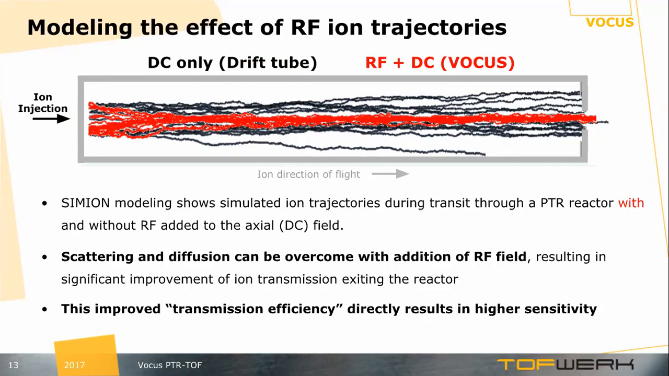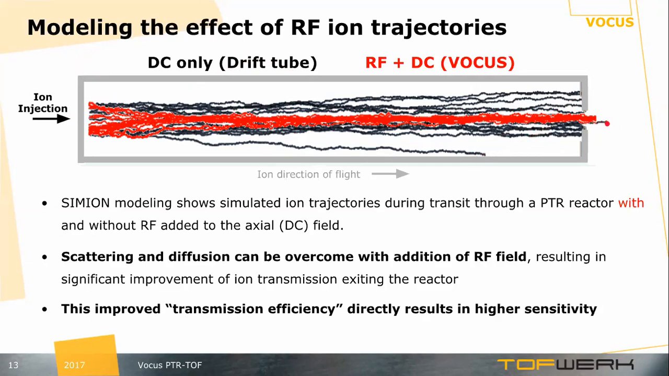The black lines are the DC field only. And what you see is ions start in a packet here and get scattered as they go this way. And very few of them actually make it out the orifice. Some of them hit the wall, some of them hit the side wall, but the sampling efficiency at the end is very low.